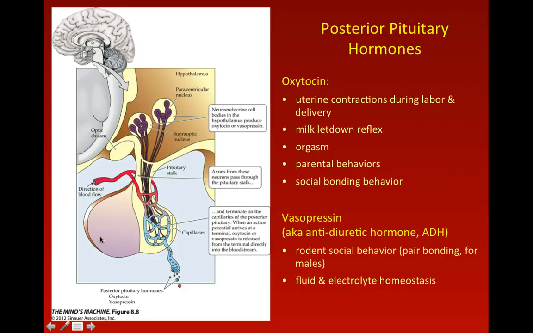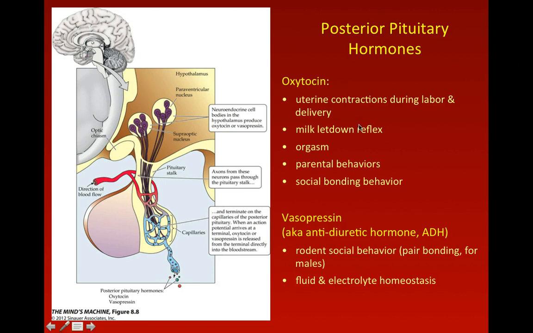So let's talk, this is just another view of the hypothalamus and the anterior and posterior pituitary, and I want to talk a little bit about the two hormones that get made and released from the posterior pituitary. So remember, these hormones are made up in the hypothalamus and they are released into the systemic circulation by axons that travel to the posterior pituitary. One of these is called oxytocin. It is involved in a number of reproductive functions. So the uterine contractions that are produced during labor and delivery are stimulated by oxytocin.